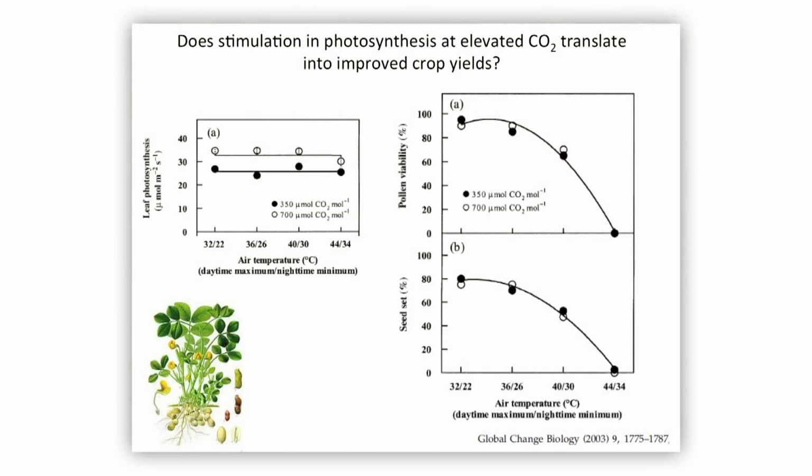In this case, pollen viability is very negatively affected by temperature. And so seed set is also negatively affected by temperature. So in this example, it doesn't matter that photosynthesis is stimulated because the reproductive processes are quite sensitive. The same is true, that was an example from peanut.